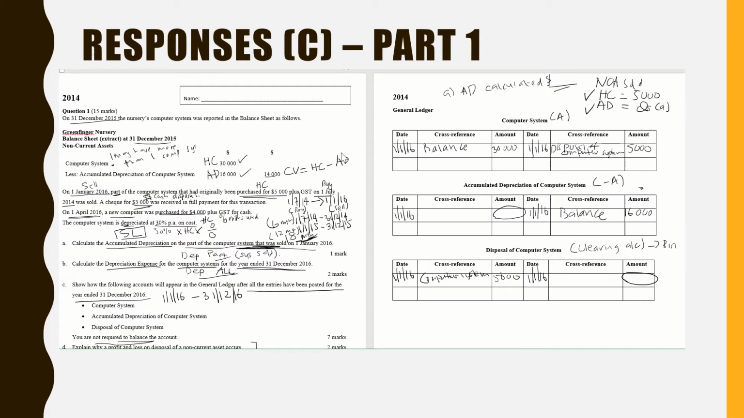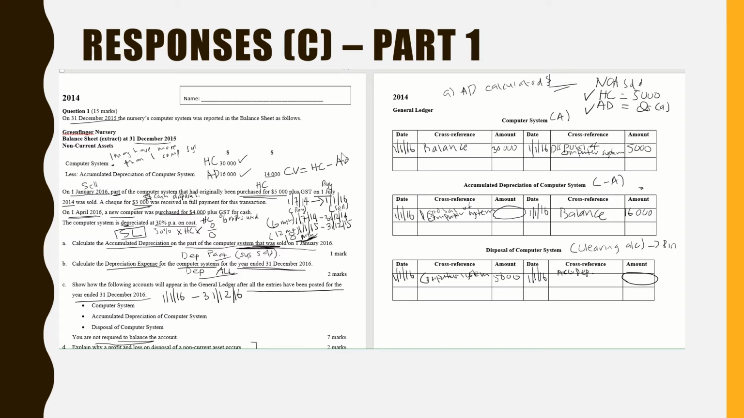The cross-reference is basically what is the other side. So in this account here, this is the accumulated depreciation. My credit side is in the disposal of computer system account. And this one here will be the accumulated.